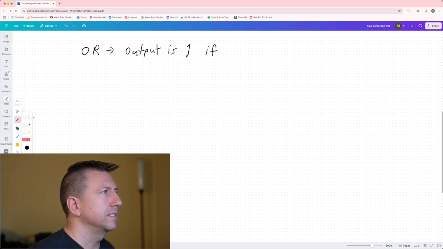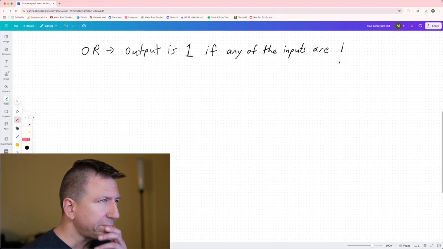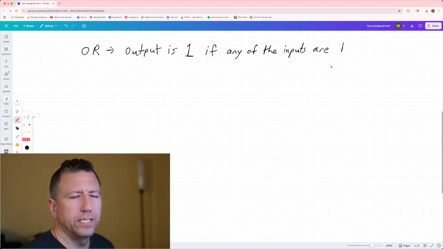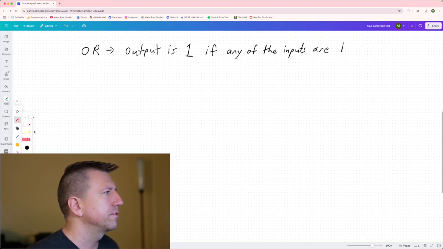If, let's do this, if any of the inputs are 1. And so in the last one I said we're going to deal with 2 input gates. But you can have 3 input gates and 4 input gates and so on and so forth. So why don't we do a 3 input gate here just for fun.